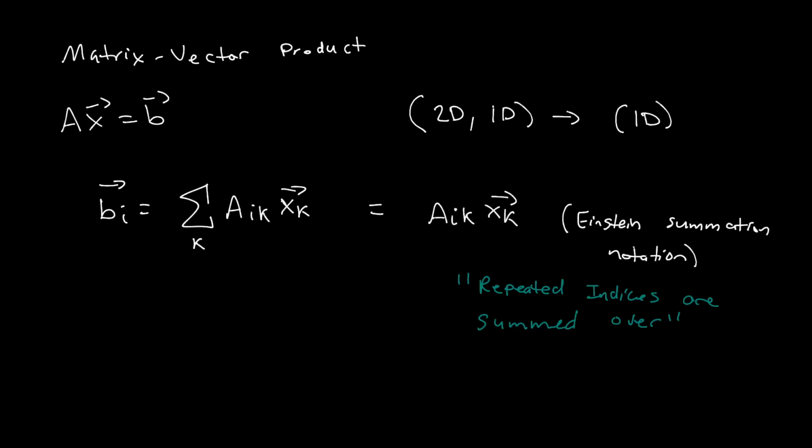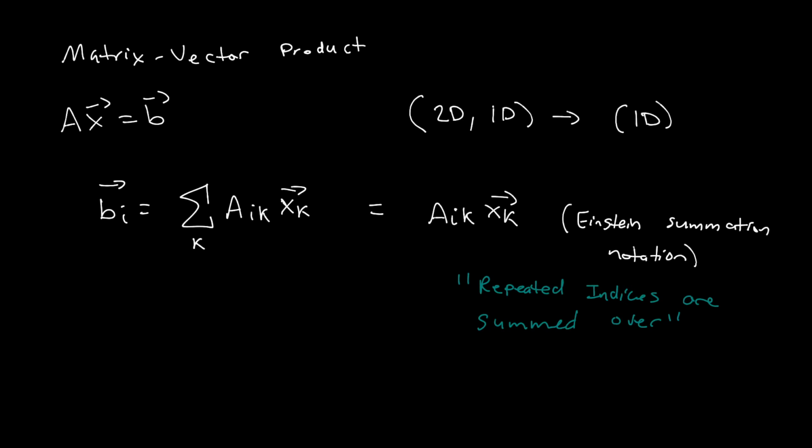And the matrix vector product is another example of tensor operations, believe it or not. Basically, it's an operation that takes a 2D tensor or a matrix and a 1D tensor or a vector and maps it onto a vector. Now, you can write it as b sub i equals sum over all k of Aik times xk.